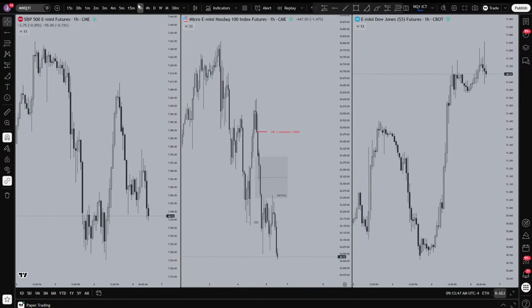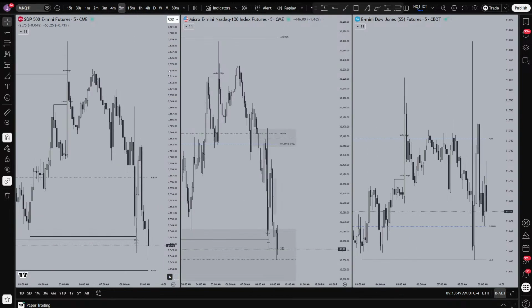Holy, crypto is getting rinsed. Yeah, bro. I don't even want to look at my portfolio for anything anymore. Jeez, Bitcoin is getting, what the?